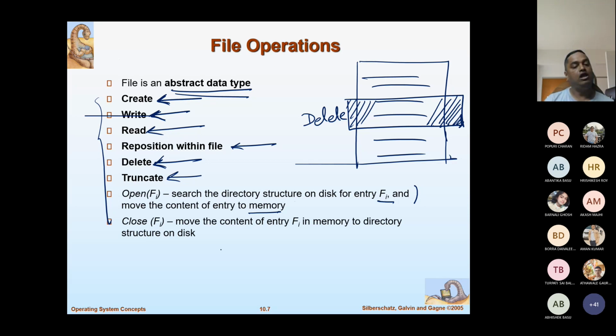Once you open a file, after doing all the operations, reading, writing, truncate, whatever you do, you have to close the file. If you don't close the file, then maybe you may lose some data, because unless you close the file, it will not be saved permanently. So there is a possibility that some of the information that you have written may be lost.